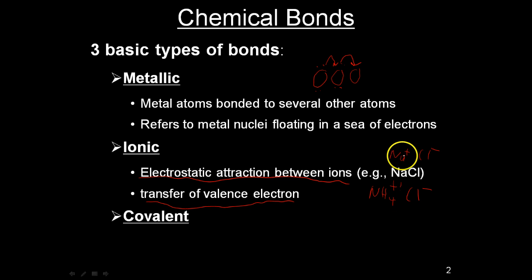And so in this case, sodium is donating an electron to chlorine. All of a sudden, chlorine has a -1 charge. The sodium species has a +1 charge. We get an ionic bond.